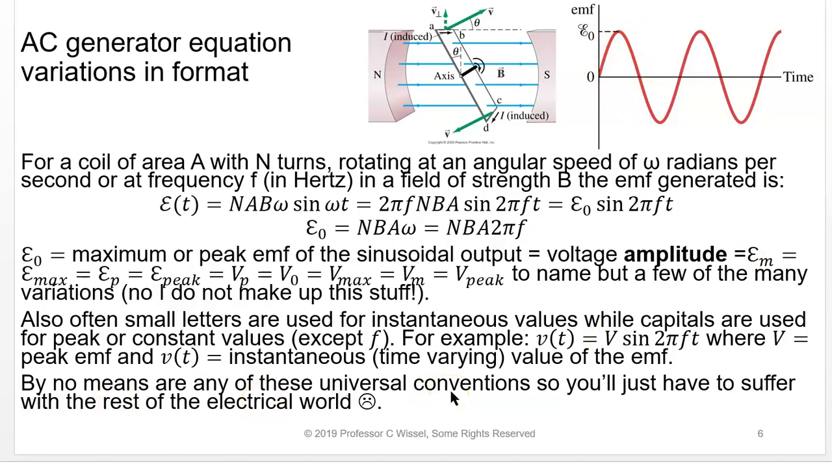Now, by no means are any of these universal conventions. There's no such thing as a universal convention here. So you just have to suffer with the rest of the electrical world. This is why I tell students you cannot memorize your way through this course. Anybody who memorizes this will probably memorize only one of these variations, and there's an infinite number of them. So what happens to a memorizer when they get on a test and somebody throws them a curve and gives them a slightly different version of the same equation?